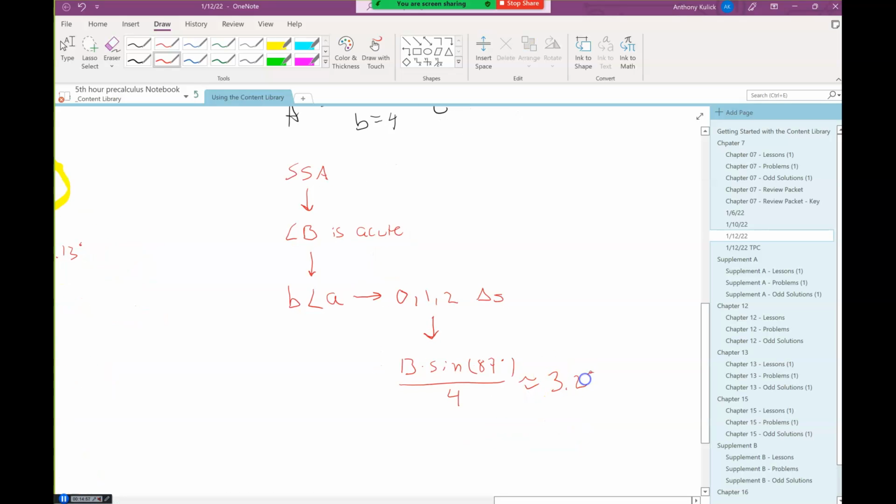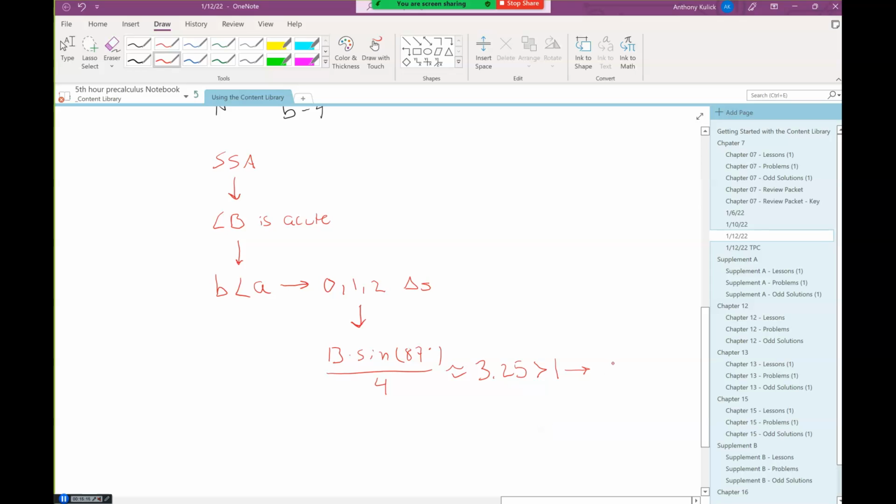And there's 3 conditions based on this number. If this number is less than 1, we get 2 triangles. If that number is equal to 1, we get exactly 1 triangle. And if that number is bigger than 1, like we have here, there are 0 triangles possible. And for this problem, we're done because we're not asked to solve anything. We're just asked how many triangles we get. Even if we're asked to solve, we'd be done here. If there's no triangle, there's nothing to solve for.